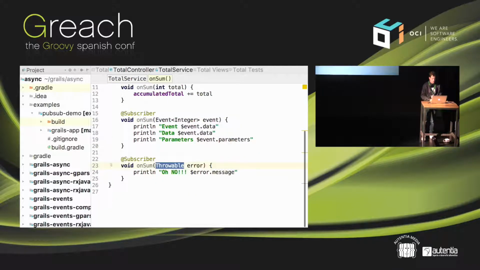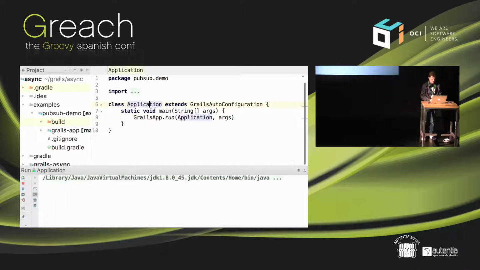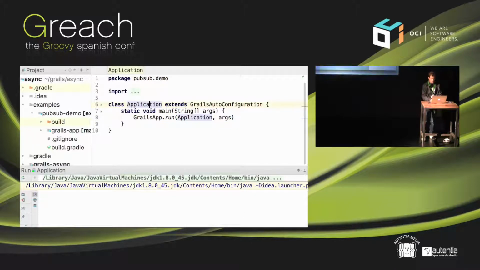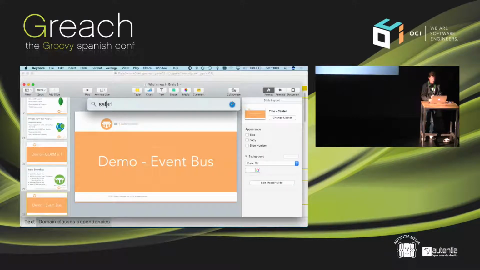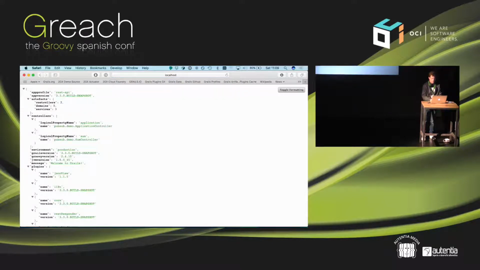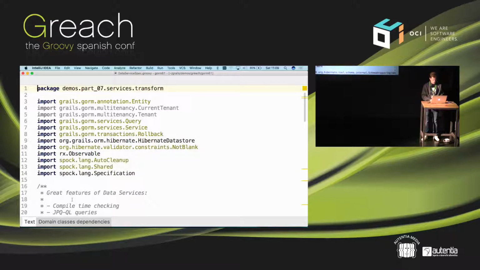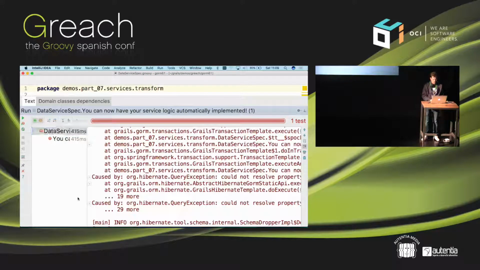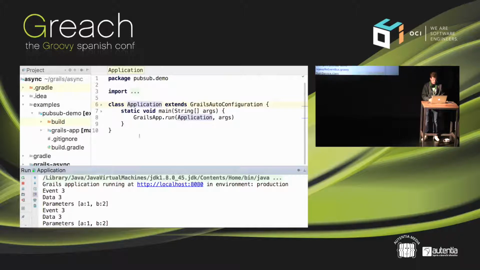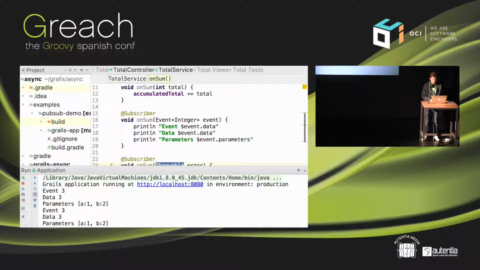So if we run this application, and we go to /sum, you can see that the sum is 3 and the total is 3. Refresh, the total gets accumulated. And you can see that in my, no, not in that window. In my console here, my total service, the onSum method, is being triggered.